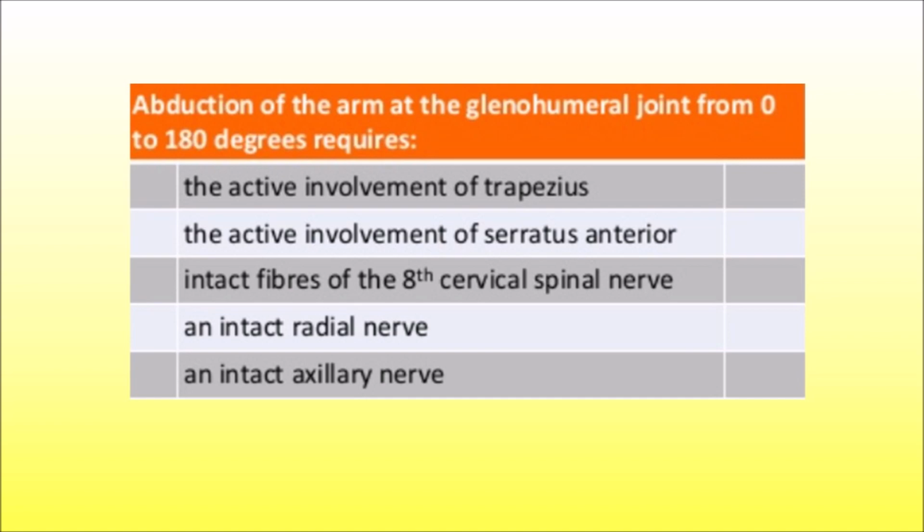glenohumeral joint from 0 to 180 degrees requires the active involvement of trapezius, the active involvement of serratus anterior, intact fibers of the C8 cervical spinal nerve, an intact radial nerve, or an intact axillary nerve. Find out 2 options which are wrong among the 5 options that are given here. I guess you guys would have definitely found out what the 2 options are.